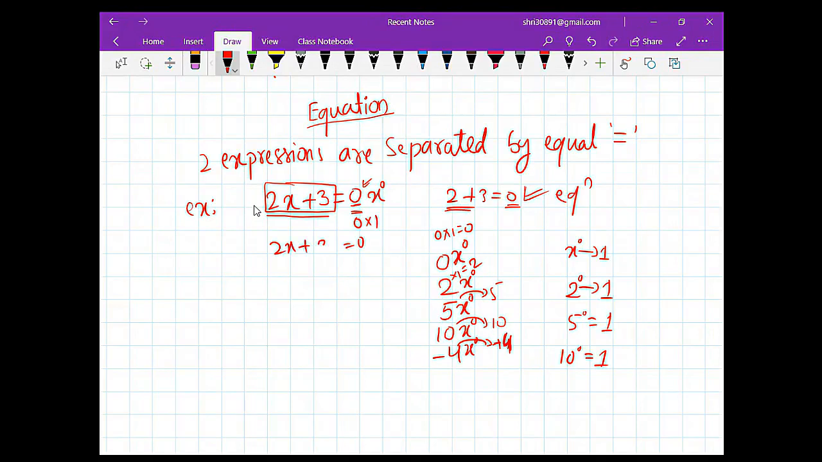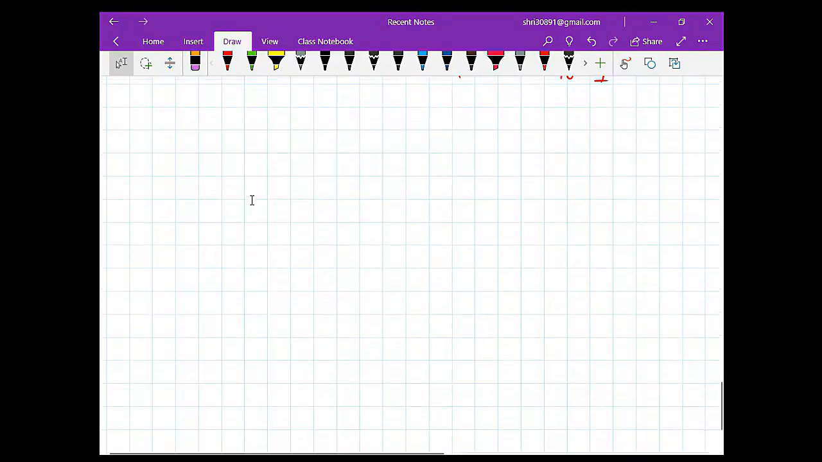2x plus 3 is equal to 0. There is an equal sign between the expression 2x plus 3 and the expression 0. So by the definition I told, if two expressions are separated by an equal sign, then we call it an algebraic equation. Then let us learn about linear equation. What is meant by linear equation? It is also very important. The 1 mark MCQ questions are asked on this topic.